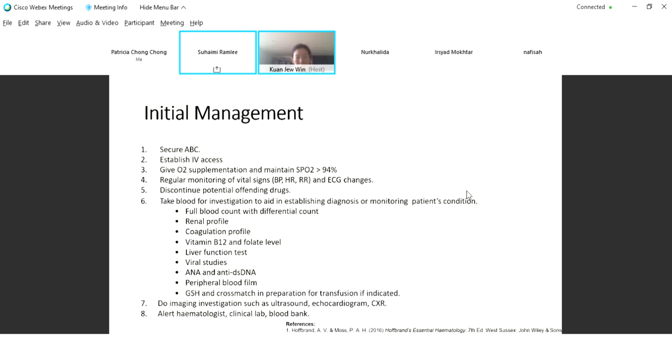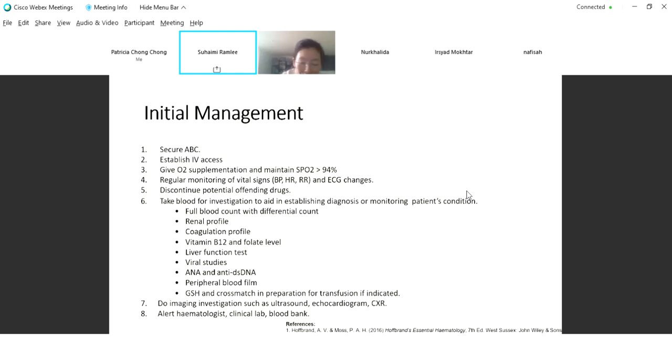For the initial management of pancytopenia, first we need to secure the airway, breathing and circulation, establish IV access, give oxygen supplementation and maintain SpO2 more than 94%, regular monitoring of vital signs and ECG changes, and discontinue potential offending drugs if there are any. Take blood for investigations such as full blood count with differential count, renal profile, coagulation profile, vitamin B12 and folate, liver function test, viral studies, peripheral blood film, and group cross-match in preparation for transfusion if indicated.